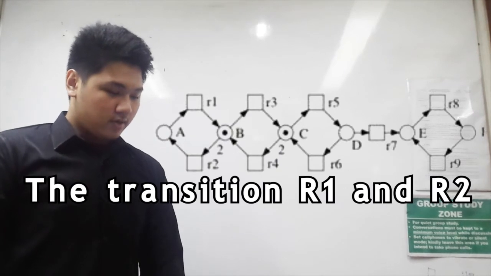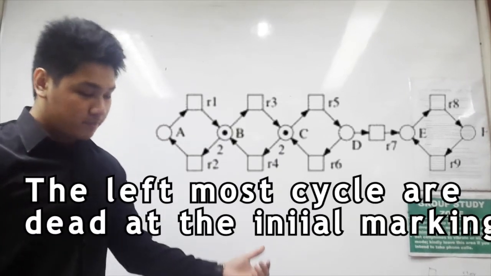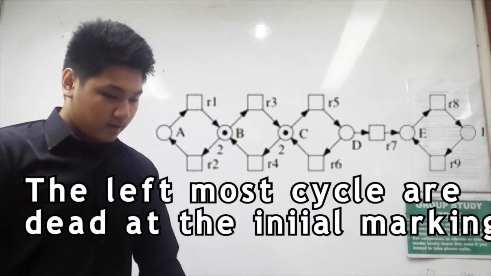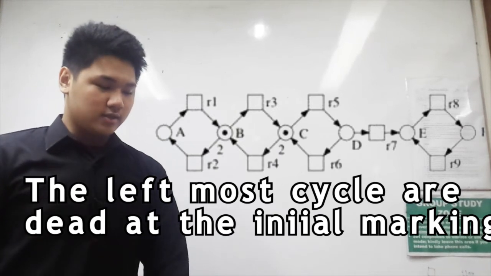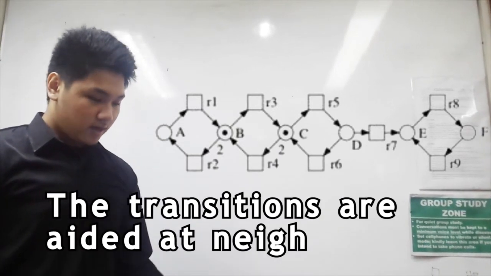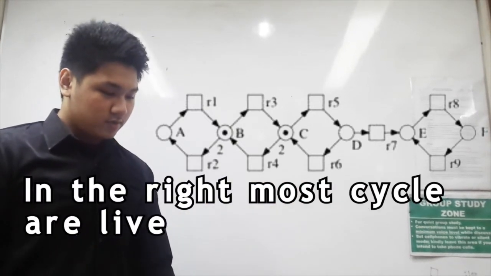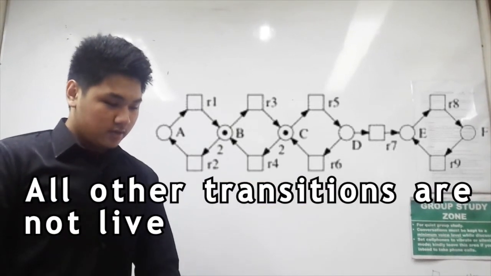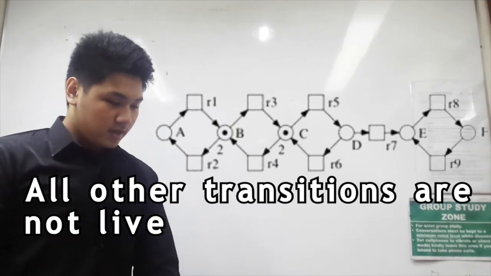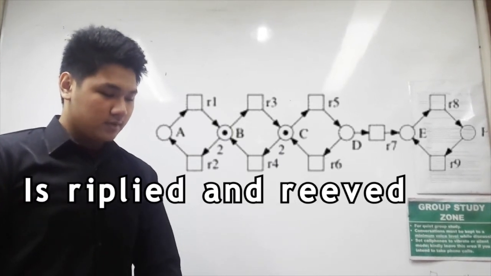The transitions R1 and R2, as you can see here in the leftmost cycle, are dead at the initial marking. The transitions R8 and R9, they're at this part in the rightmost cycle, are live. All other transitions are not live. So the net is weakly live.